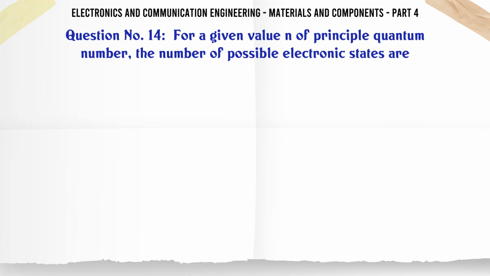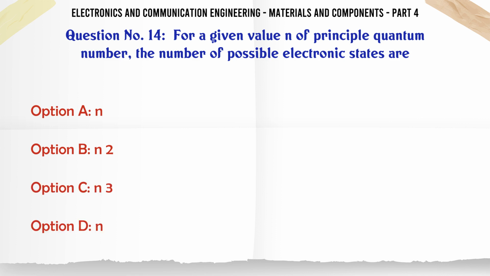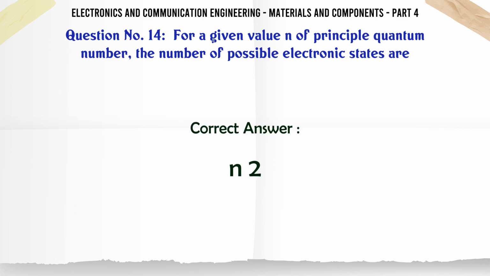For a given value n of the principal quantum number, the number of possible electronic states is A. n, B. n², C. n³, D. √n. The correct answer is n².